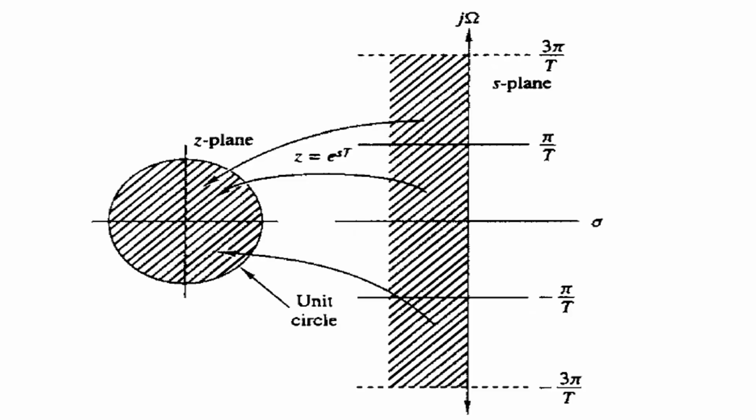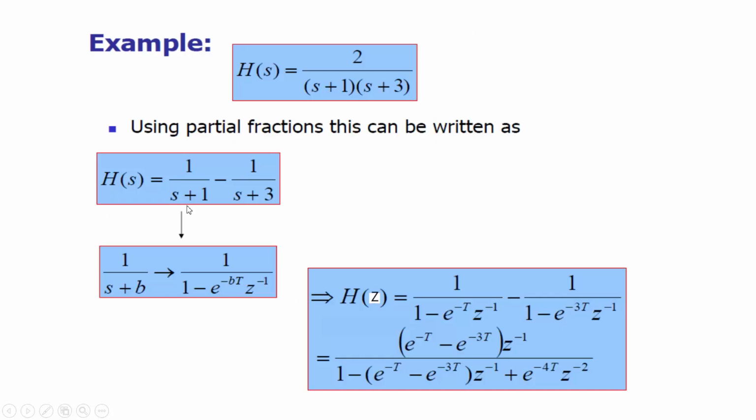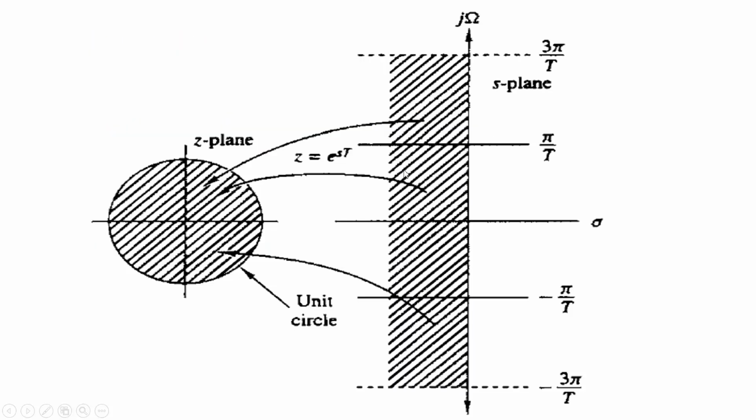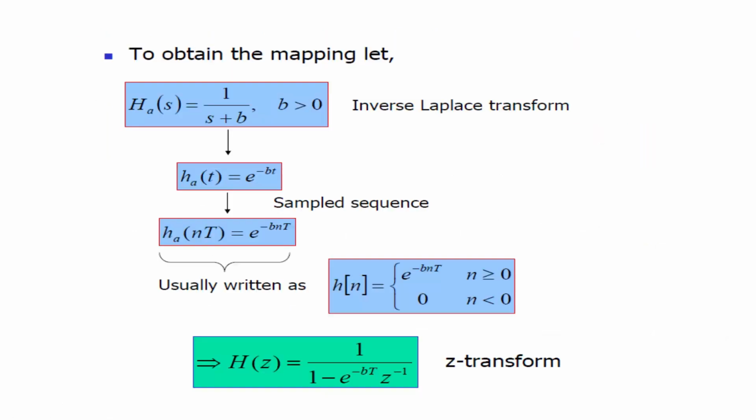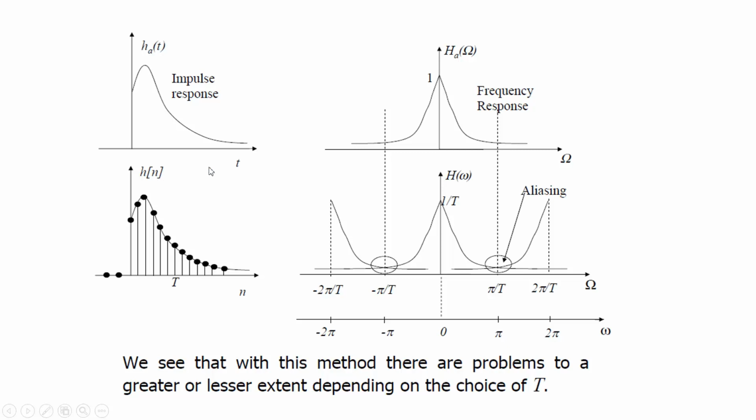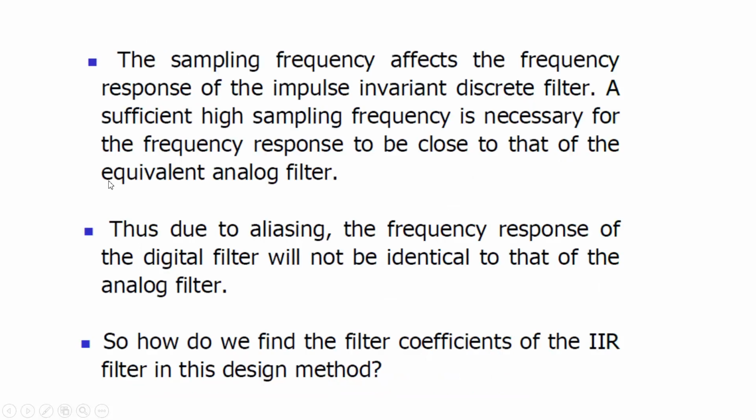But the advantage, that's what I'm trying to show here. These strips will be mapped inside the unit circle, which leads to the problem of aliasing. Right, but one of the advantages of this impulse invariant technique is that the impulse response is exactly the same as the analog counterpart. But the frequency response leads to the problems of aliasing once we convert an analog spectrum into a digital spectrum. Okay, so we must keep the advantage and the disadvantage in mind.